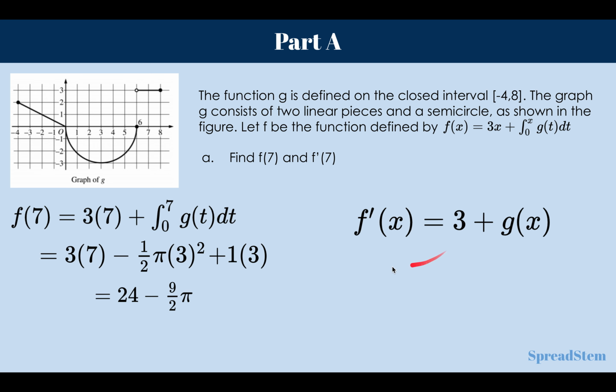Now we want to find f prime of 7, so we simply plug in 7. We can look at the graph and see that g of 7 is 3, so we plug in 3, and we find that f prime of 7 equals 6.